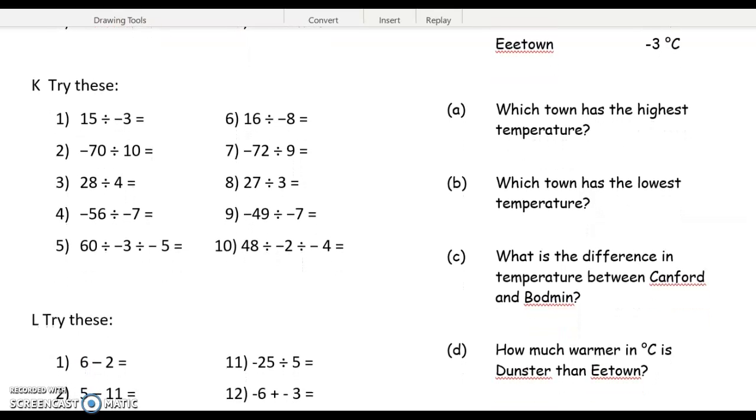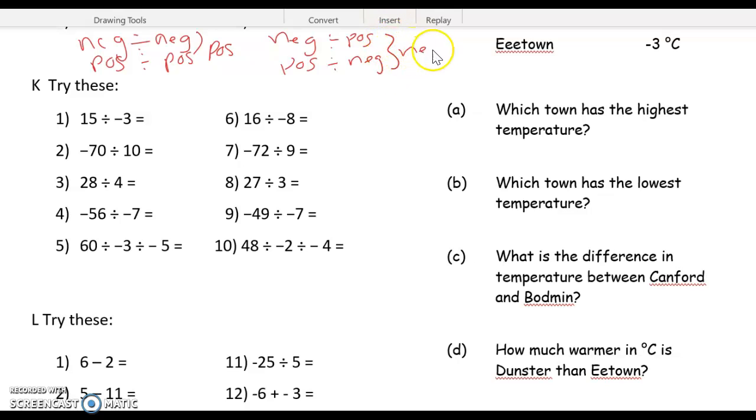So I'm going to reiterate these rules again. If we have a negative number divided by a negative number, or a normal positive number divided by a positive number, our answer will be positive. And then if we have a negative number divided by a positive number, and likewise a positive number divided by a negative number, we end up with a negative answer.